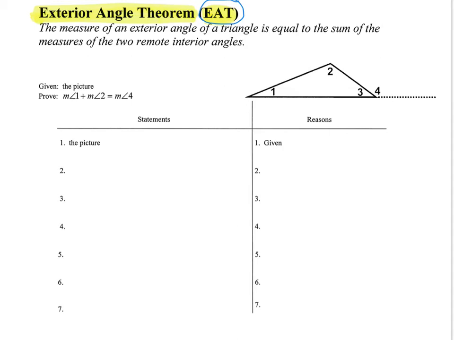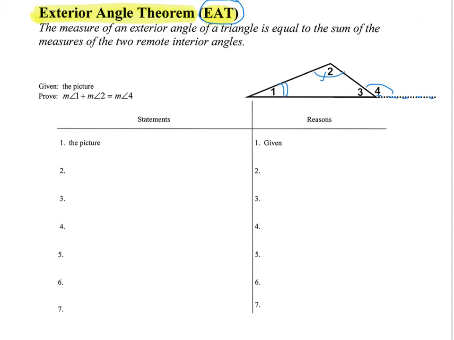First of all, you have to understand what an exterior angle is. If you extend a side of the triangle, then this angle, looking at this picture, angle 4, is an exterior angle. The remote interior angles are the angles that do not touch or are not adjacent to angle 4. So angle 1 and angle 2 are the remote interior angles, whereas angle 3 is an interior angle, but it's not a remote interior angle because it's adjacent to angle 4.